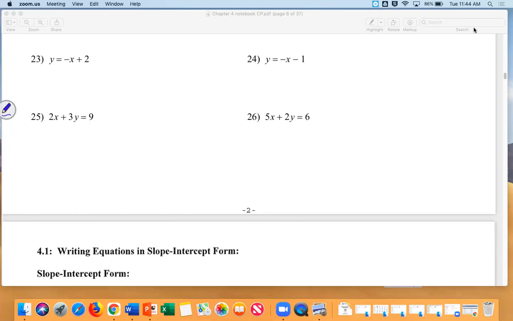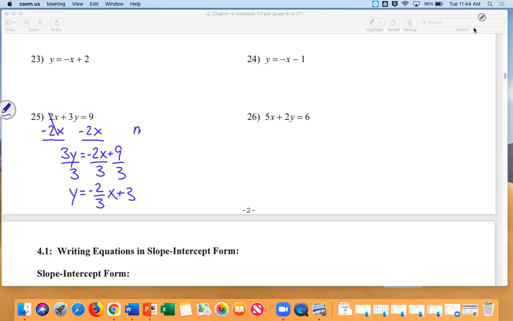So what I have to do is get y by itself. I start by subtracting the x. That gives me 3y equals negative 2x plus 9. And then I divide by 3 to get y equals negative 2/3 x plus 3. So my slope is negative 2/3.